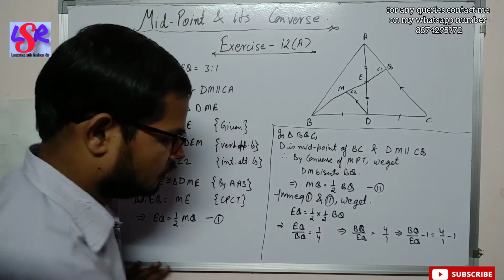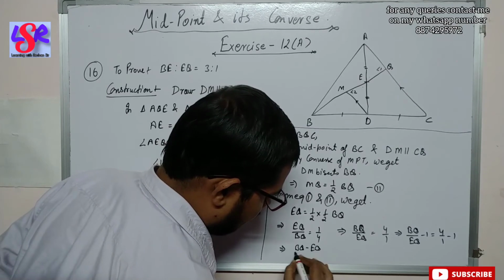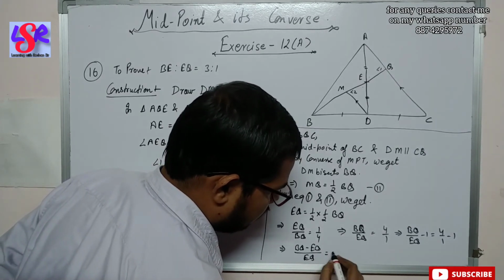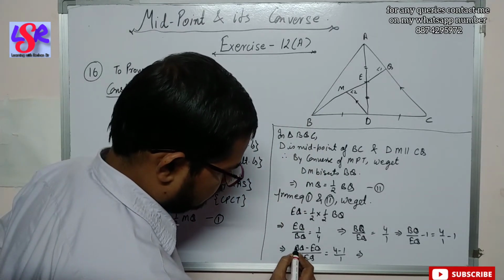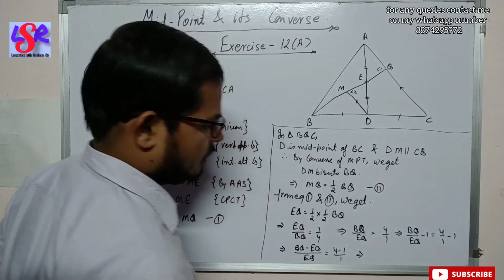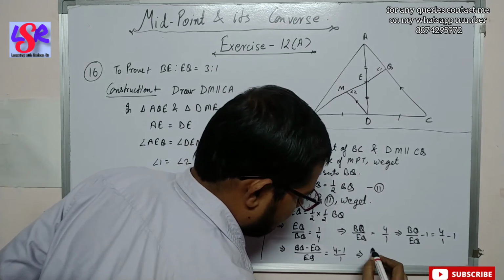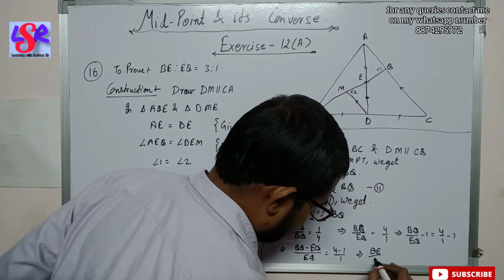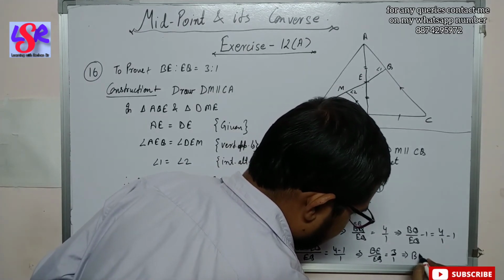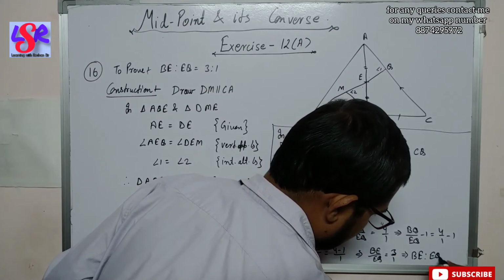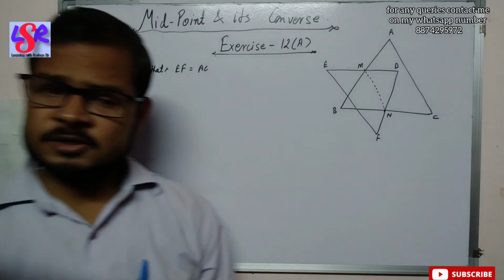Now we can take LCM, and on taking LCM this becomes BQ minus EQ upon EQ equals 4 minus 1 upon 1. And on solving this, BQ minus EQ will be BE. So it is BE upon EQ equals 3 upon 1. That implies BE is to EQ equals 3 is to 1. Hence proved. Now let's do question number 17.